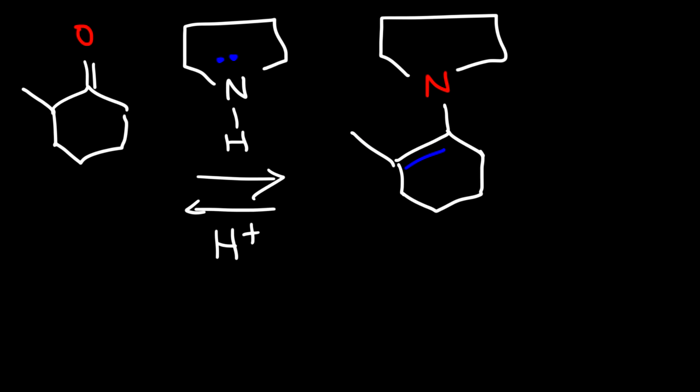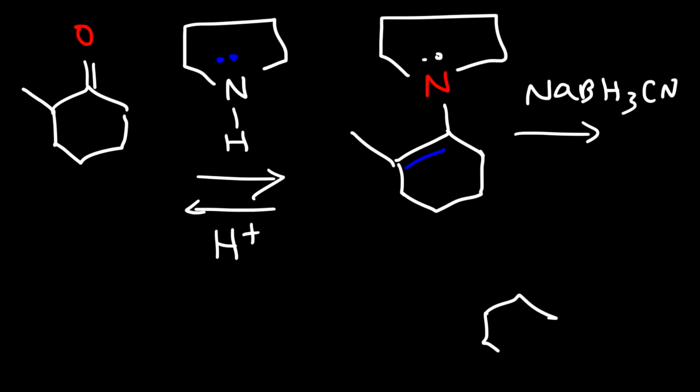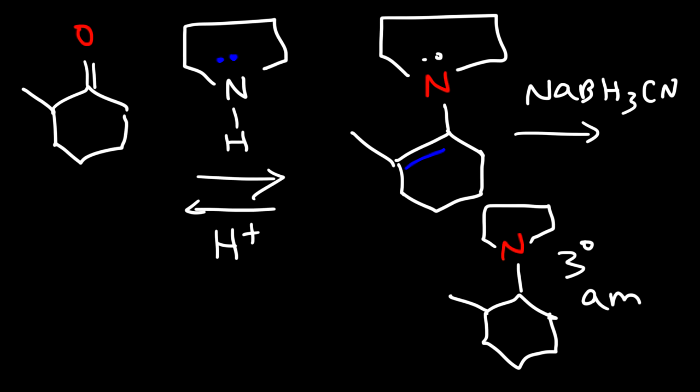So now we have the enamine, and then we're going to reduce it with sodium cyanoborohydride. And so the double bond will be reduced into a single bond. So the final product for this reaction looks like this. So this time, we have a tertiary amine as opposed to a secondary or primary amine.